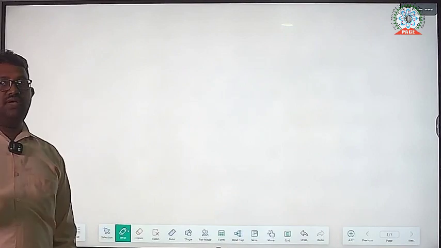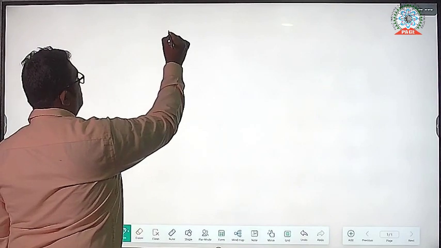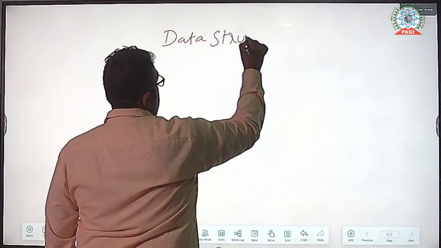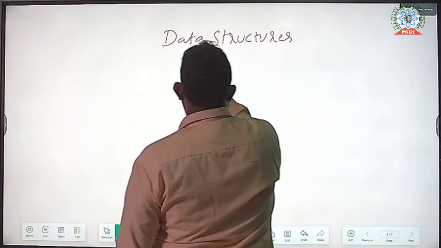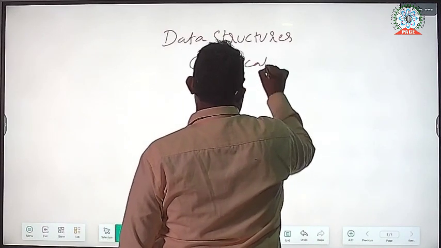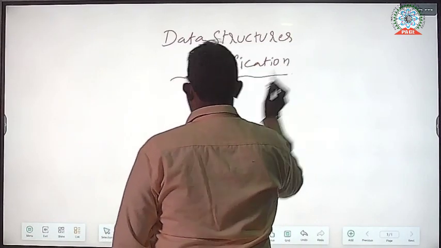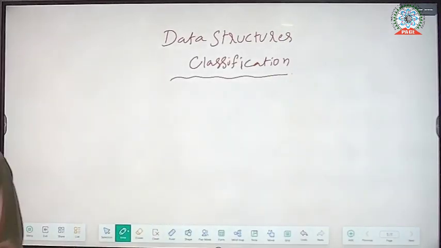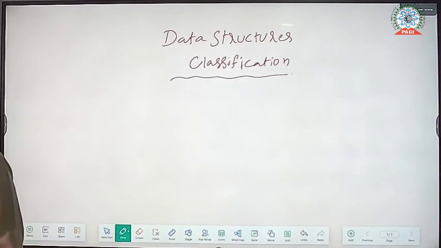Today, I am going to explain about classification of data structures. Before we discuss the classification of data structures, first of all we need to define what is a data structure.